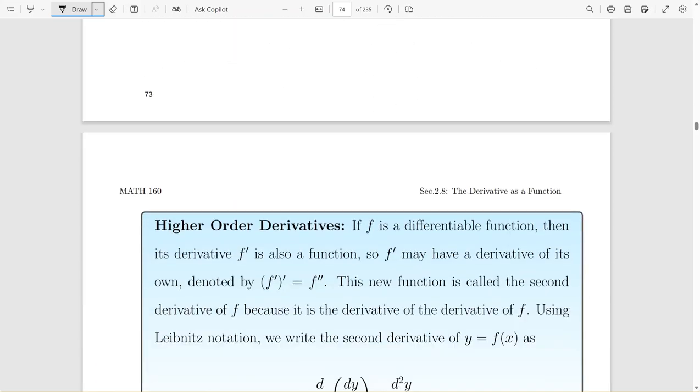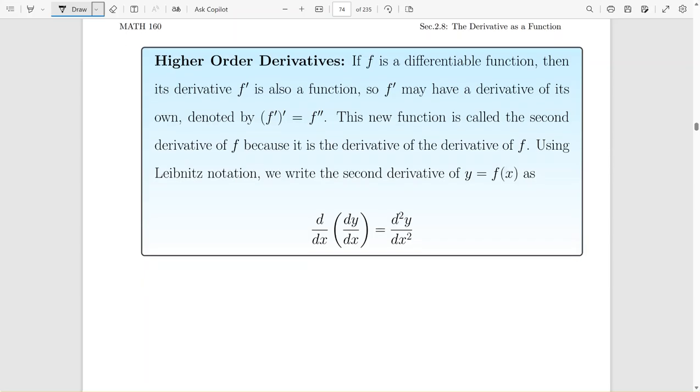Right. Higher order derivatives. So if f is a differentiable function, then its derivative is also a function, and we denote that with the prime symbol. So f prime may have a derivative of its own, and we call that f double prime. That's what this is. It's the second derivative of f because it is the derivative of f prime.